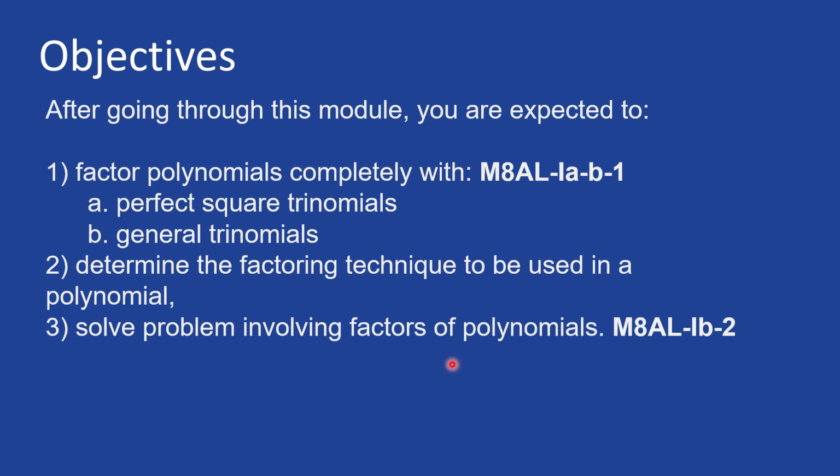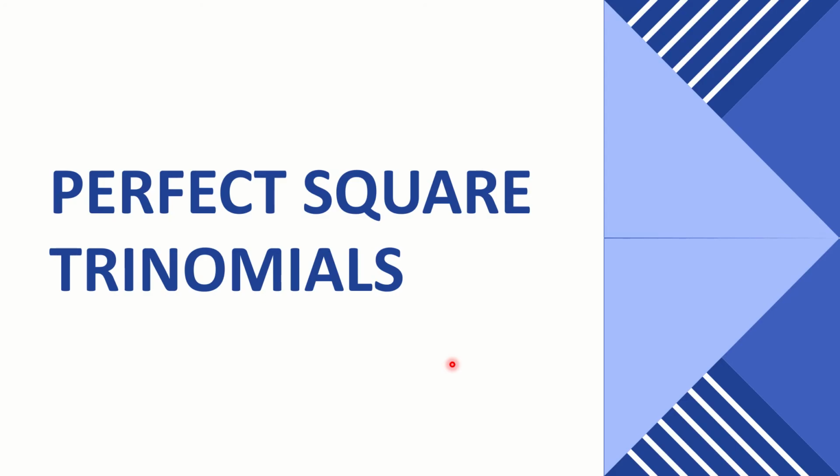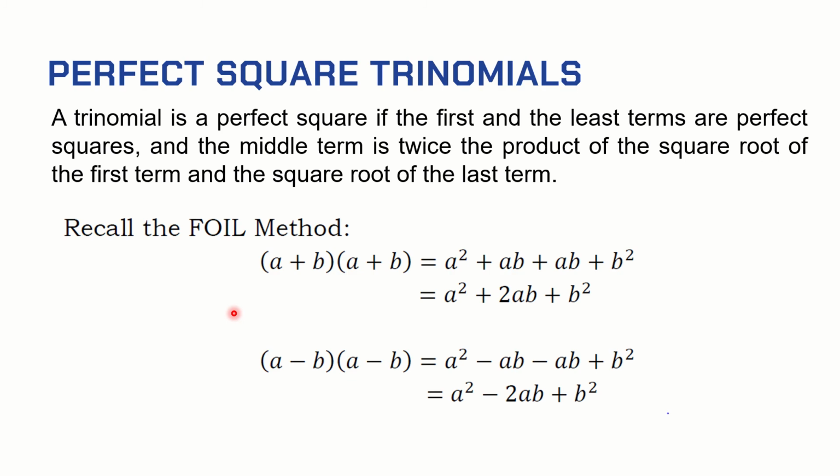So this time, we will know how to factor perfect square trinomials and general trinomials. So first, we will have the perfect square trinomials. So in this technique, in factoring perfect square trinomials, we will use the FOIL method. Pero taas na pud kayo na siya ang FOIL method. So as you can see in this example, perfect square trinomials is a product of the squaring of binomials.